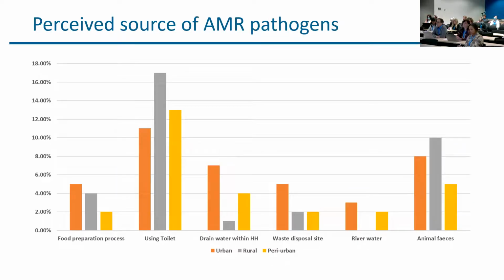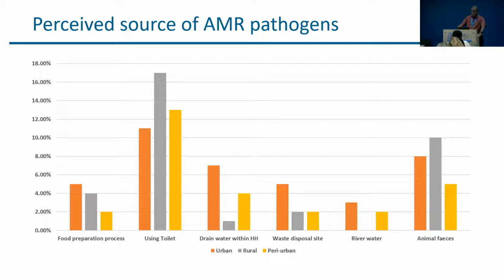About the perceived source of AMR pathogens within the household-related activities, the participants did not highly perceive the household activities being responsible for AMR infections. Very few perceived animal feces, liver, and drain water as responsible for AMR infection, as we can see from the findings there across all the study locations. They could not really relate these to AMR infection.